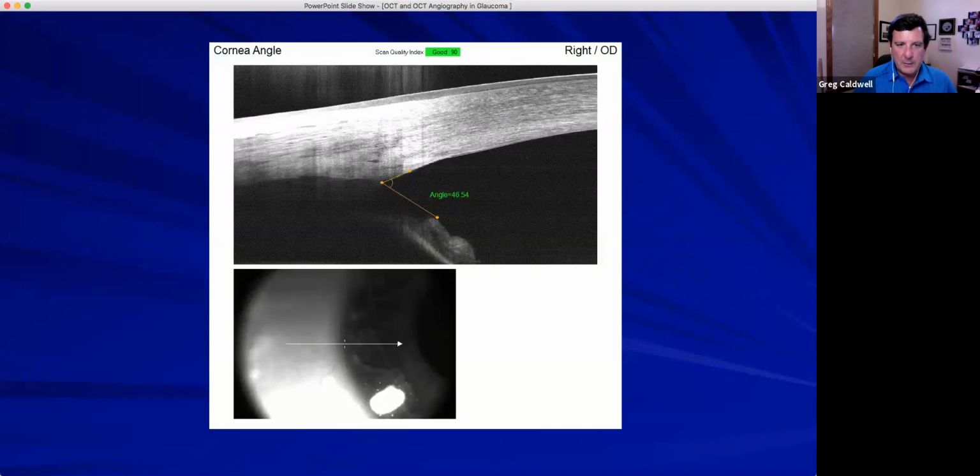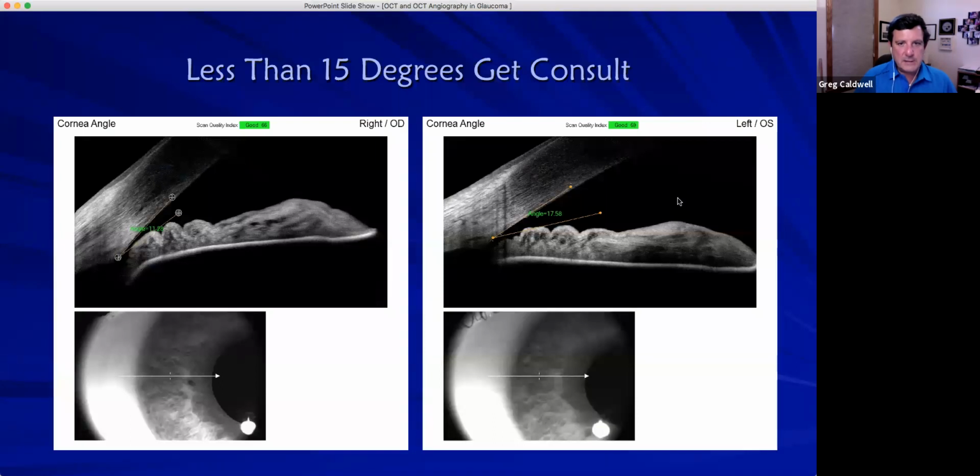So a nice wide open angle. I like using OCT at times just because you can do it in the dark. When you do gonioscopy, you're using the slit lamp, constricting down that pupil, maybe artificially opening that angle. So there are times when I like to use OCT in a dark room to evaluate the angle, to see if we're going to be sending the patient off for a laser peripheral iridotomy.